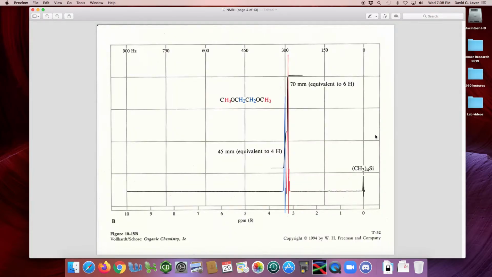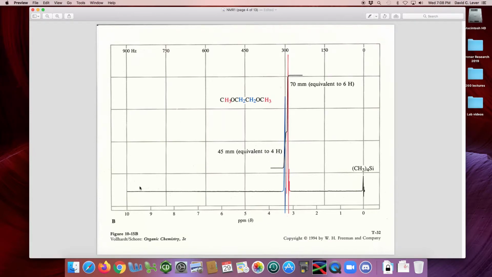So let's take a look at some actual spectra. This spectrum was from the second edition of Pavia and Short. It's run on a 90 megahertz instrument, so you'll notice that there are 90 hertz for each part per million. So at 10 parts per million, there's 900 total hertz. So 1 part per million is 90 hertz, this is 180 hertz, etc. At 450 at 5.